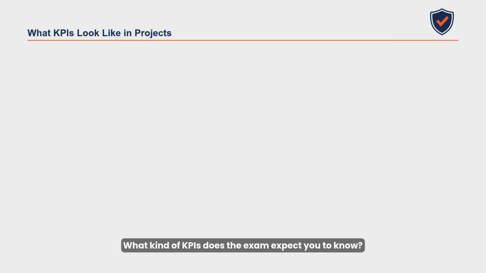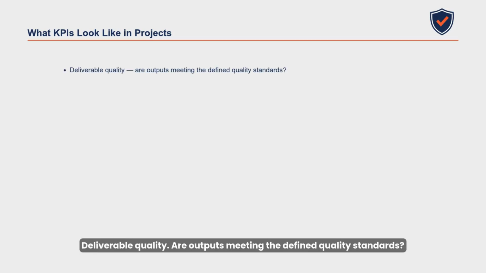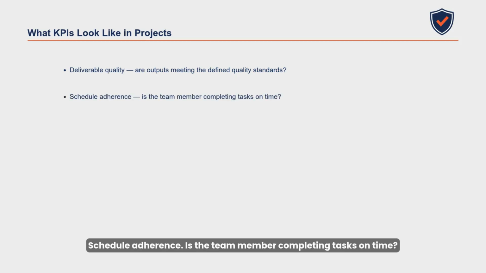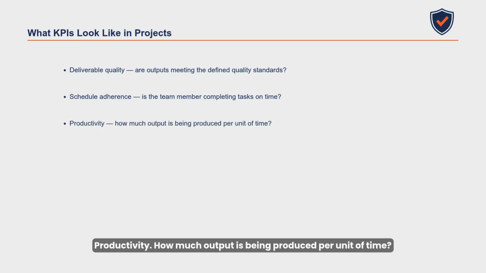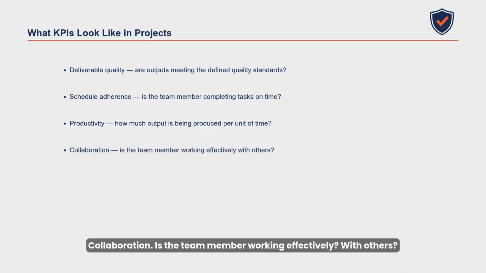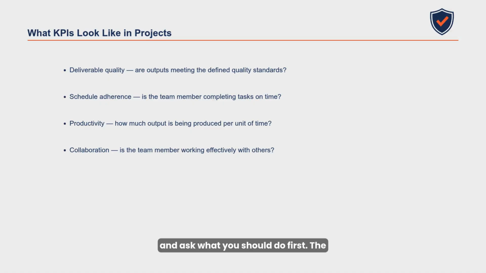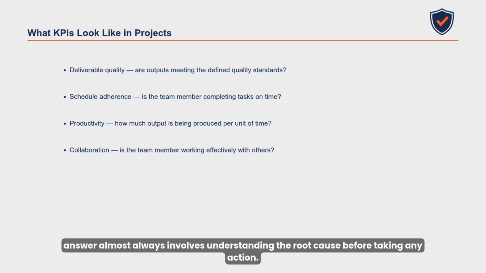What kind of KPIs does the exam expect you to know? Deliverable quality. Are outputs meeting the defined quality standards? Schedule adherence. Is the team member completing tasks on time? Productivity. How much output is being produced per unit of time? Collaboration. Is the team member working effectively with others? The exam will often give you a scenario where a team member is underperforming on one of these dimensions and ask what you should do first. The answer almost always involves understanding the root cause before taking any action.